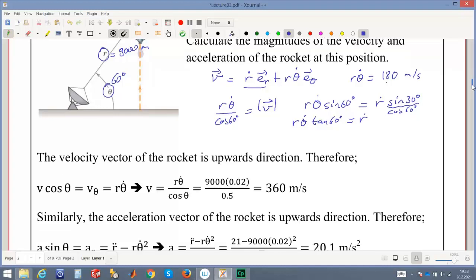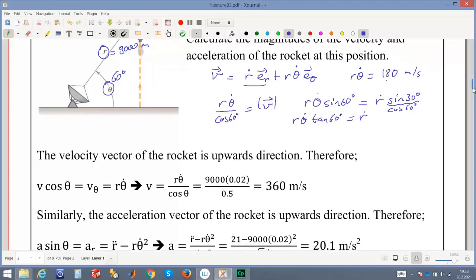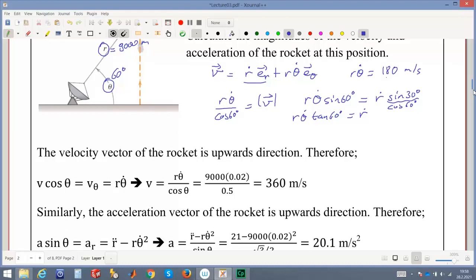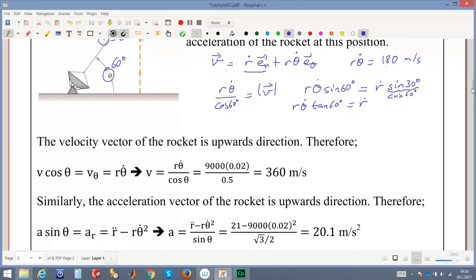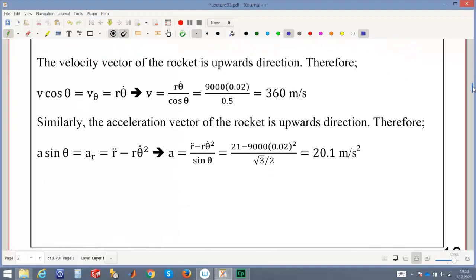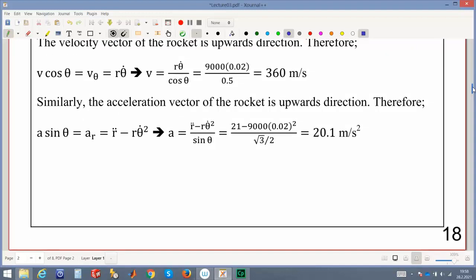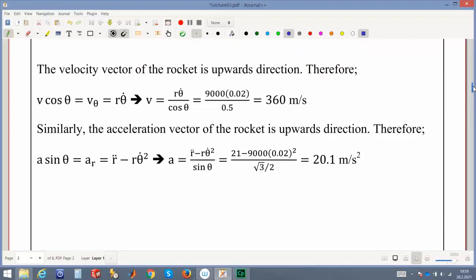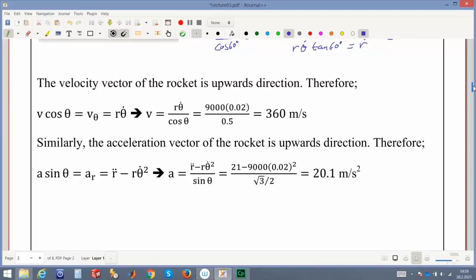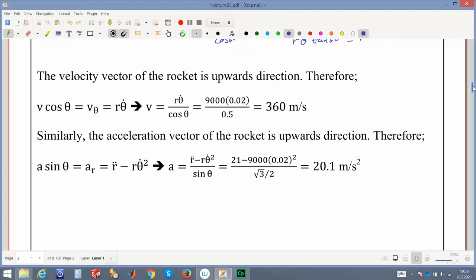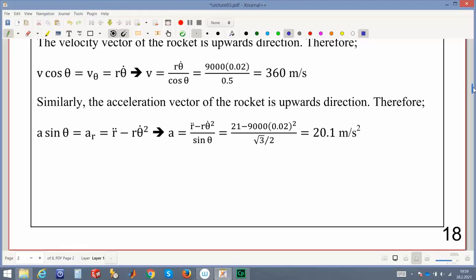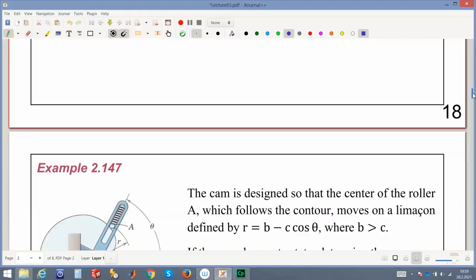Okay, that's it. R theta dot over cosine 60 gives 360 meters per second for the velocity, and then for the acceleration we calculate the a_r component, a_r over sine theta or cosine 60 degrees, and then you get 20.1 meters per second squared for the acceleration.